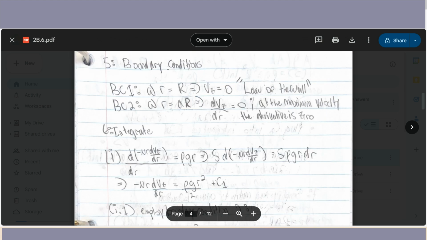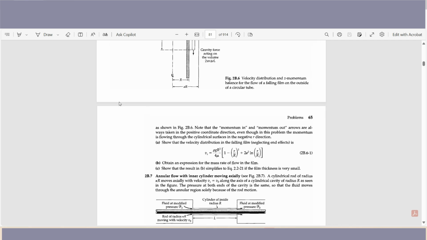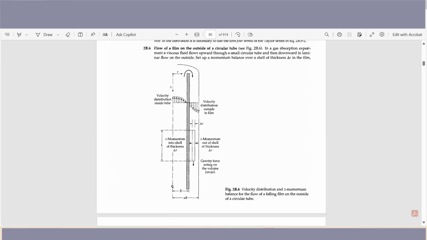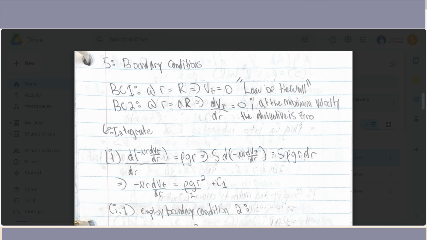All right, boundary conditions. So the first boundary condition is the law of the wall boundary condition. This is due to friction. And it's basically when you're in turbulent or laminar flow, the liquid moves at the same speed as the wall when it's at the wall. The liquid here will move at the same speed as well, and you can see that from this little drawing here. At the wall, the velocity is 0. And then the second boundary condition: at r equals aR, dvz/dr equals 0.